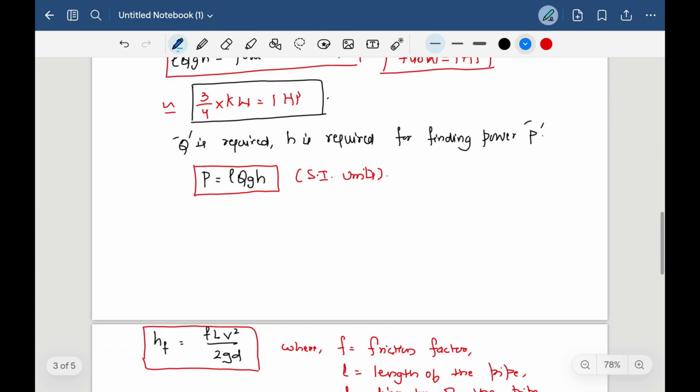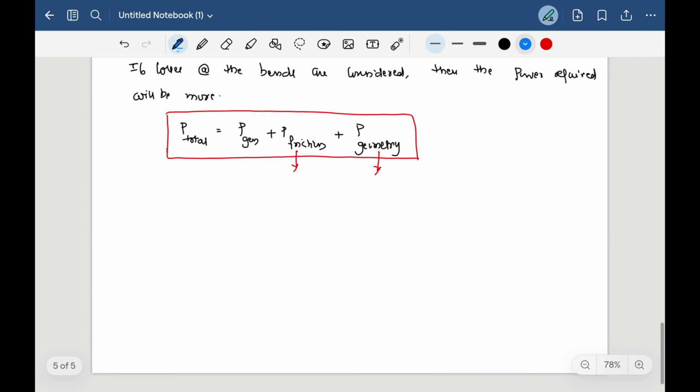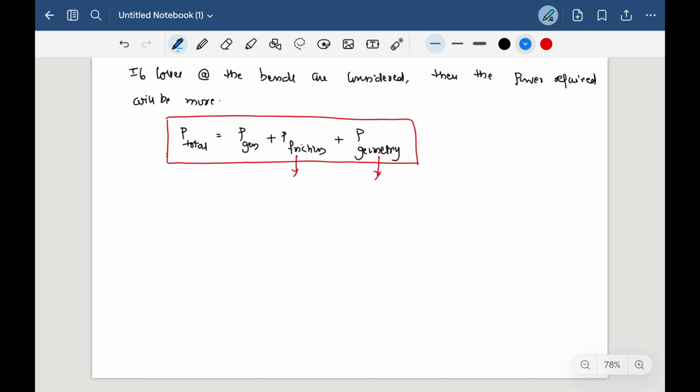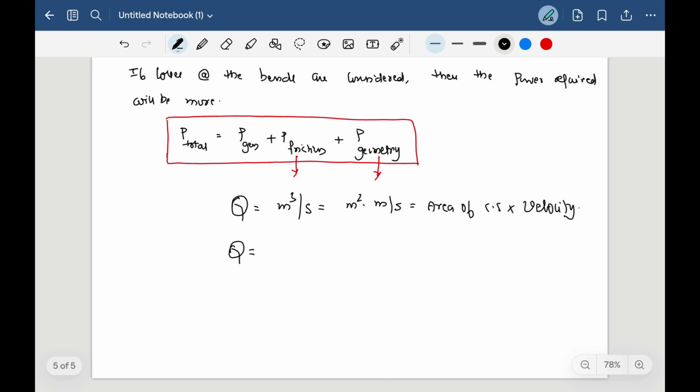That fluid gains the potential energy and kinetic energy is lost. Hence, the Q is lost. What is the formula for Q? Please remember this also, a very important formula. Q is equal to cubic meter per second, which is equal to meter square into meter per second. What is meter square? Meter square is nothing but area of cross section, into meter per second, which is velocity. Q is equal to AV.